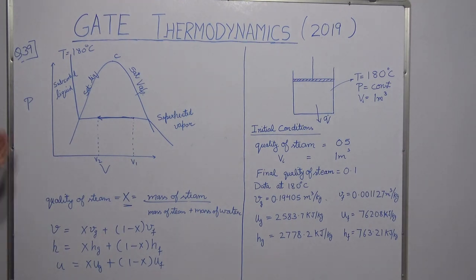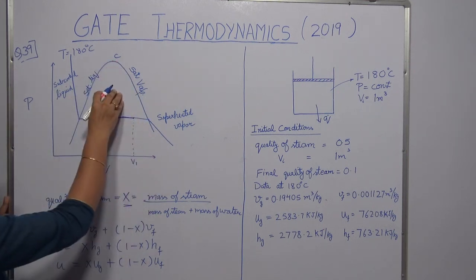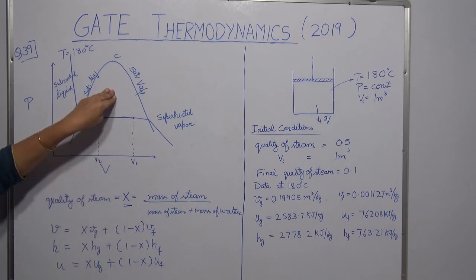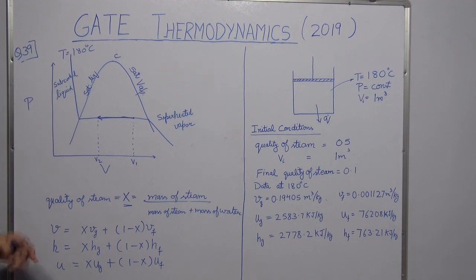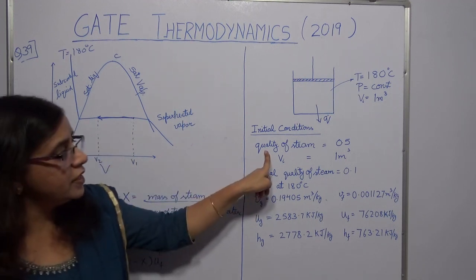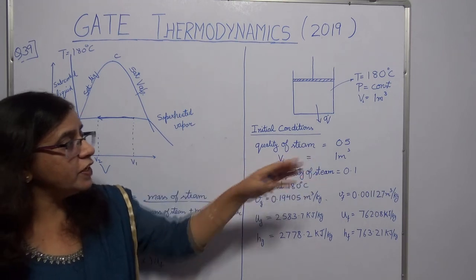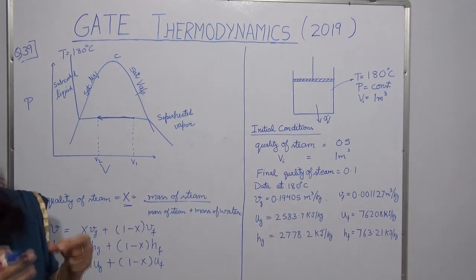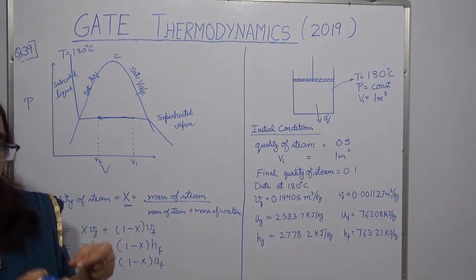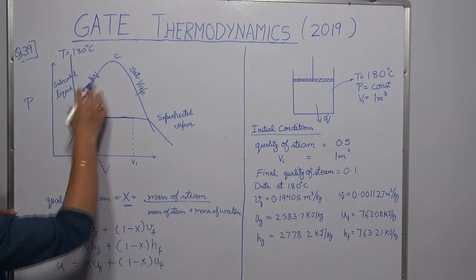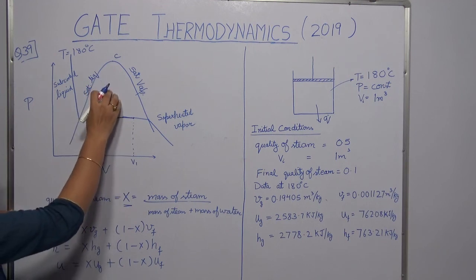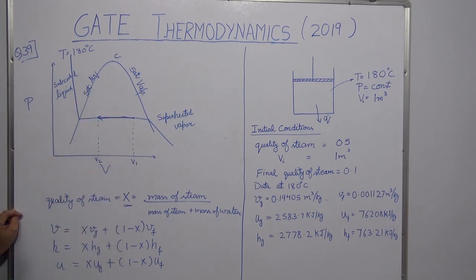In this case, I am going to explain the process on the PV diagram. So you all know that under this bell-shaped curve you have your two-phase region where your vapor and liquid are in equilibrium with each other. To start with, they have given you that there is a quality of steam, that means 0.5. So that means a fraction of your water is in the vapor state and the remaining is in the liquid state. So you are basically in this region, which is a two-phase region where the liquid and vapor are coexisting, okay.